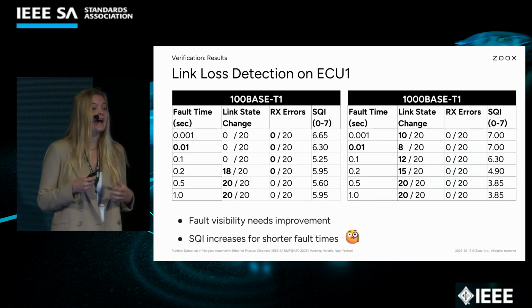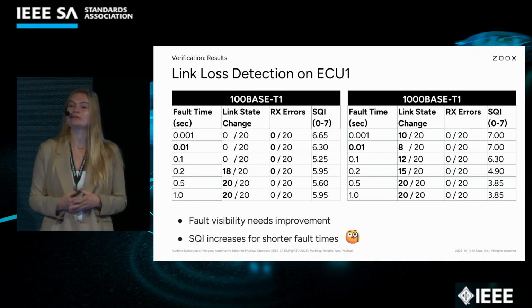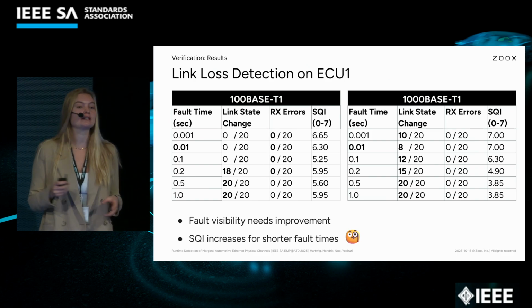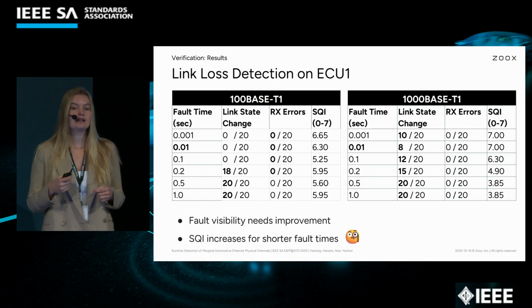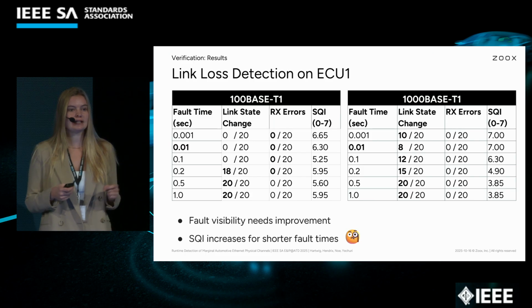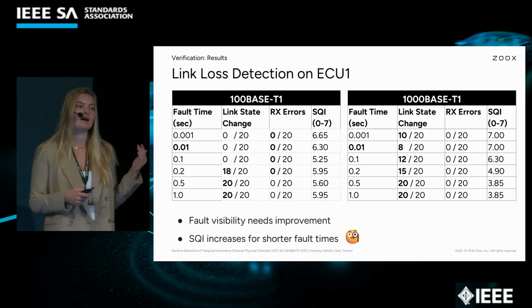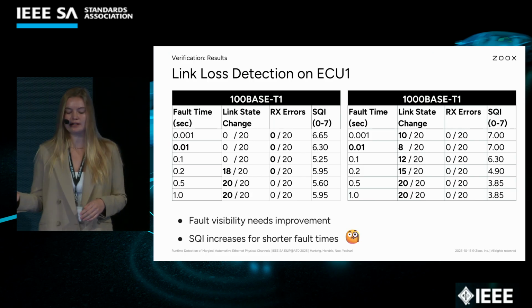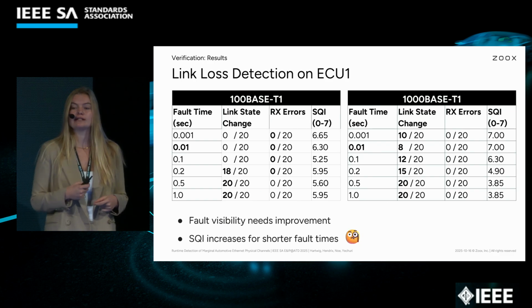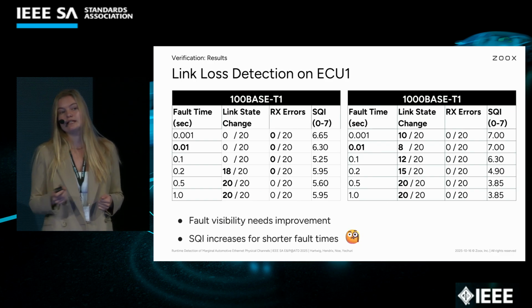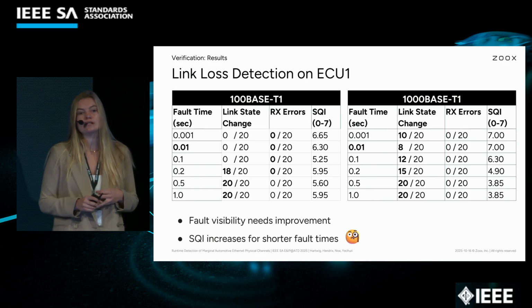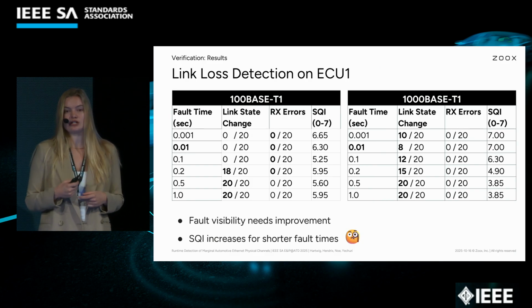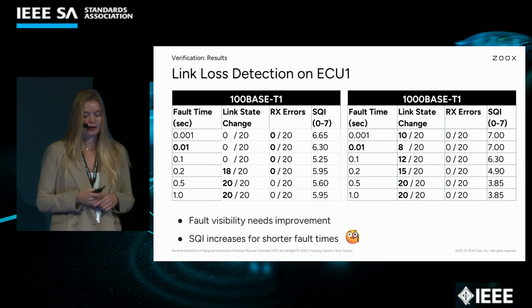Okay, so now that we have a tool, we can use it to test some of our ECUs. We conducted a series of different tests where we injected disconnects from a range of 1 millisecond to 1 second, and we monitored the different metrics that Ian was talking about previously: link state change, receive errors, as well as SQI, to see which one of these was the best representation of these short disconnects that we are injecting.